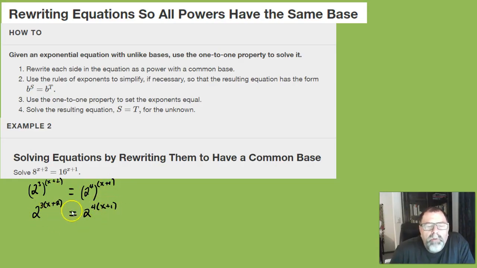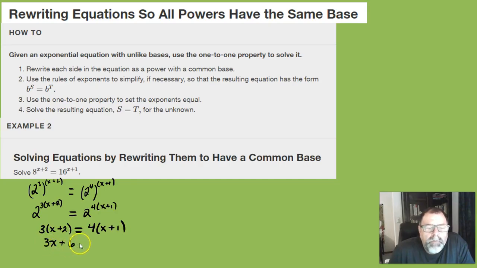Okay, so now we have both sides of the equation written as a common base of 2. Right? So if the bases are equal, then for those two expressions to be equal, the exponents have to be equal as well. So we drop the bases and just say that the exponents have to be equal to each other. So 3 times (x + 2) equals 4 times (x + 1). And then our last step, solve this resulting equation for the unknown.